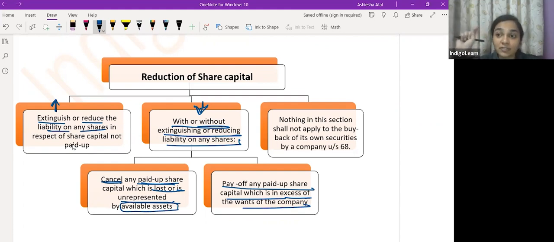Have you all understood the difference between alteration में जो cancellation था and this reduction? Both these things are very different. Do not mess up or do not confuse yourselves between both these things.